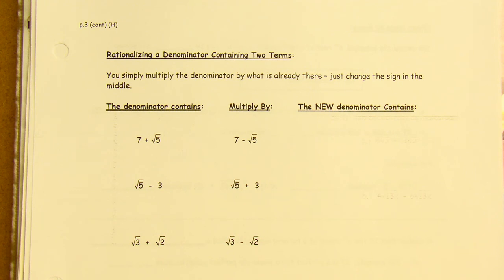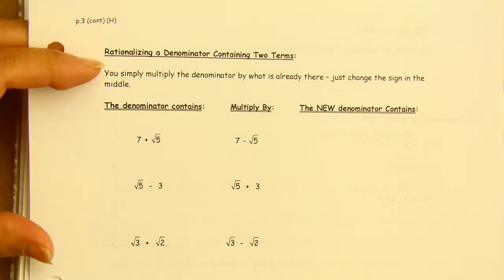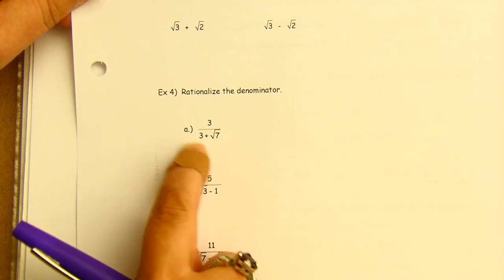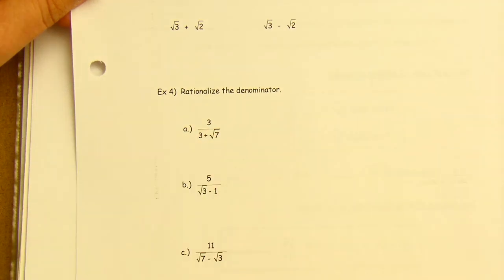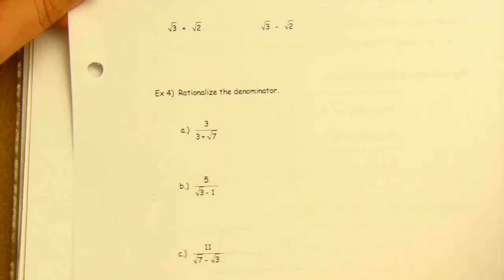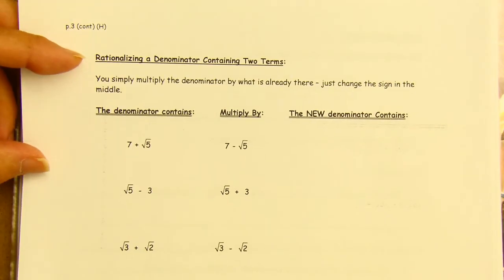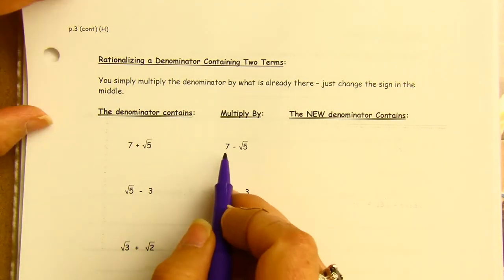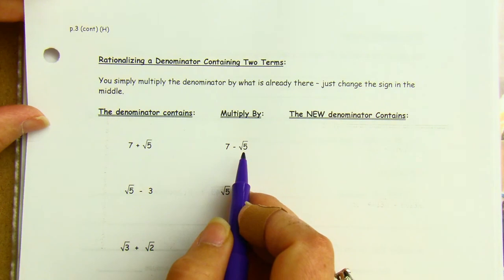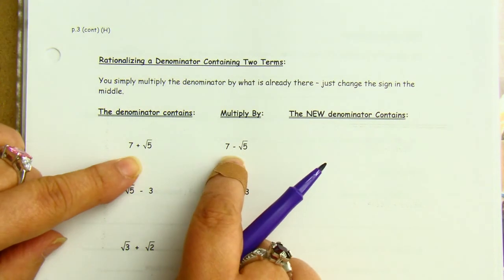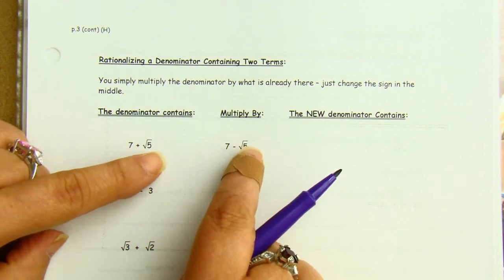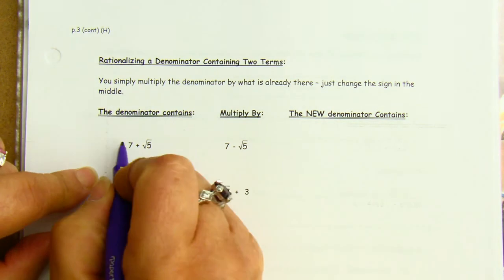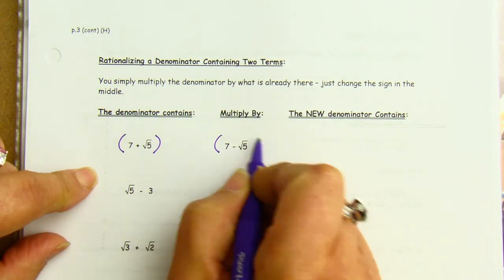And when you rationalize the denominator of examples like these below, you're going to multiply by the conjugate of the denominator over itself. That will be your clever form of 1. So if the denominator contains 7 plus the square root of 5, you're going to multiply by 7 subtract the square root of 5. These two things are called conjugates of one another. The first term and the last term are exactly the same, but the signs in the middle are different. So I would take this quantity and this quantity and multiply them.